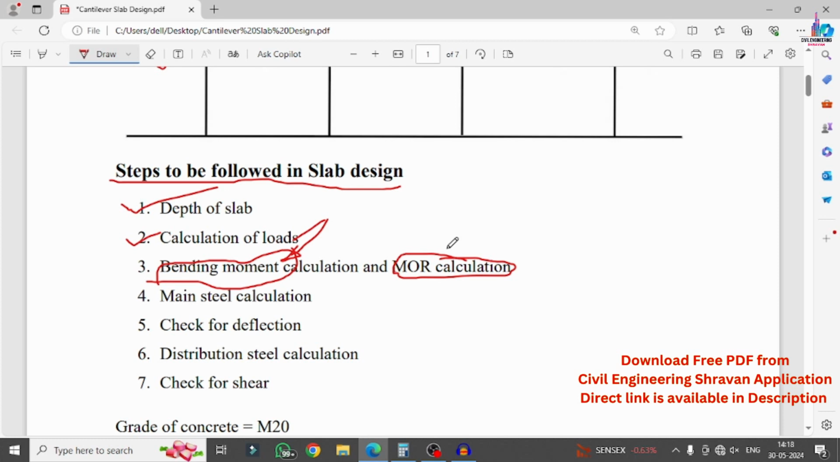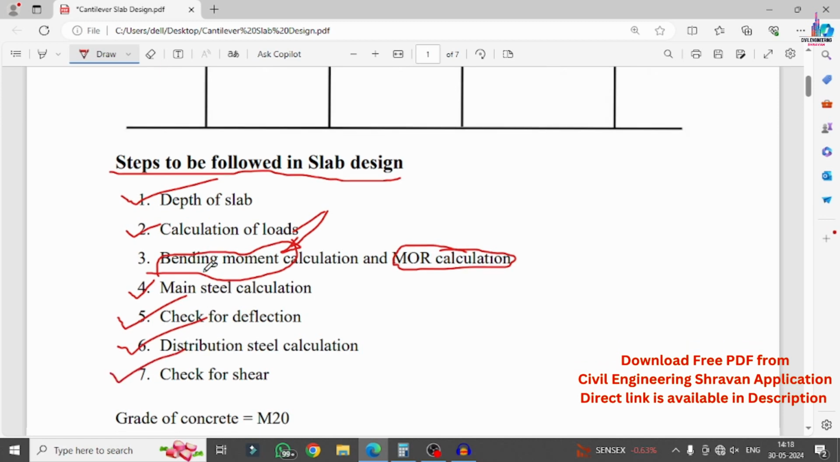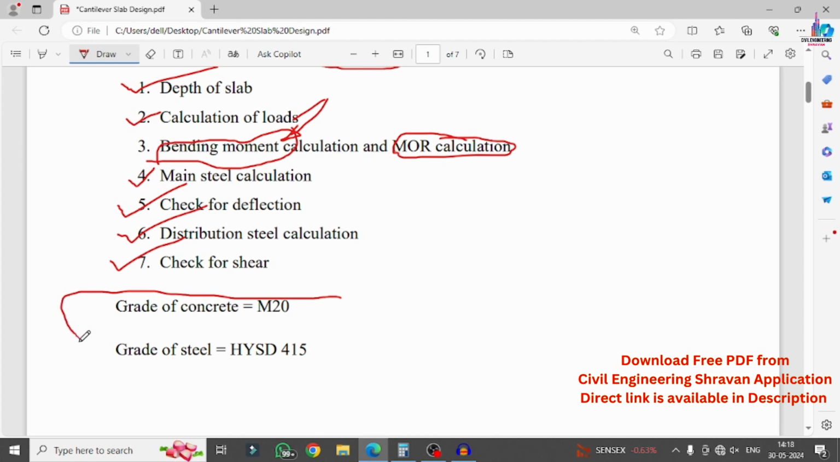Next step is to calculate the deflection check. And the next step is to calculate the distribution reinforcement bars. And the next step is the check for the shear. So for this particular slab section, I am assuming M20 grade concrete as per the standard provisions, and the grade of the steel is Fe 415. So let's start with the designing of the cantilever slab by using the IS 456 2000 code provisions.